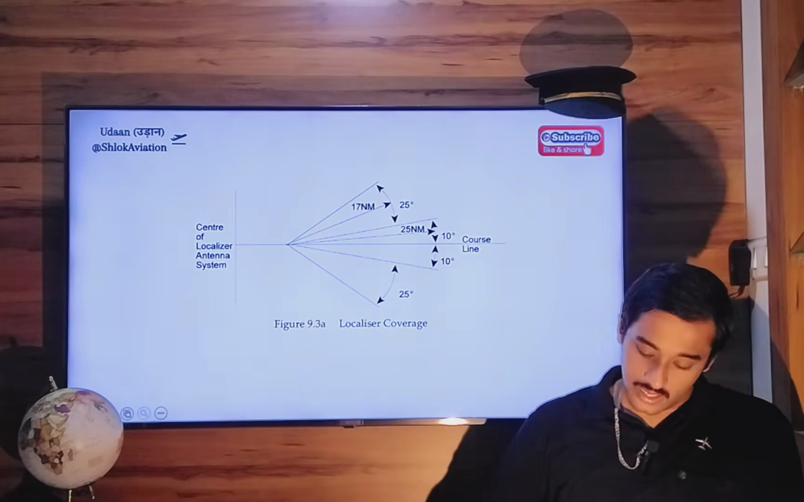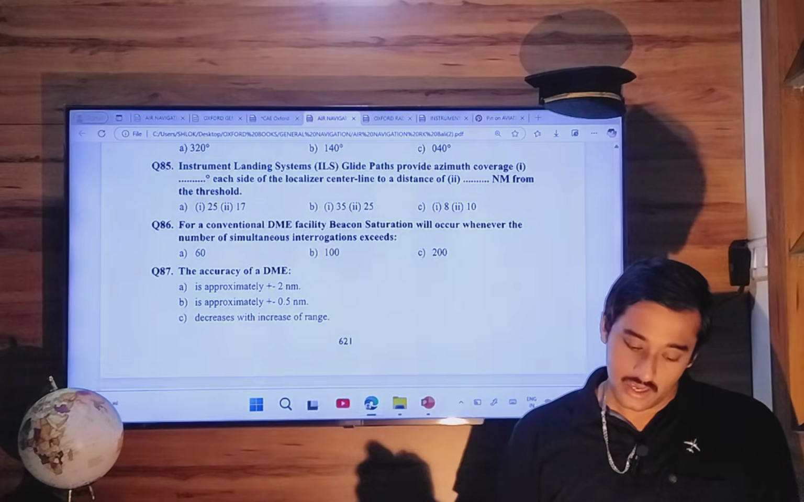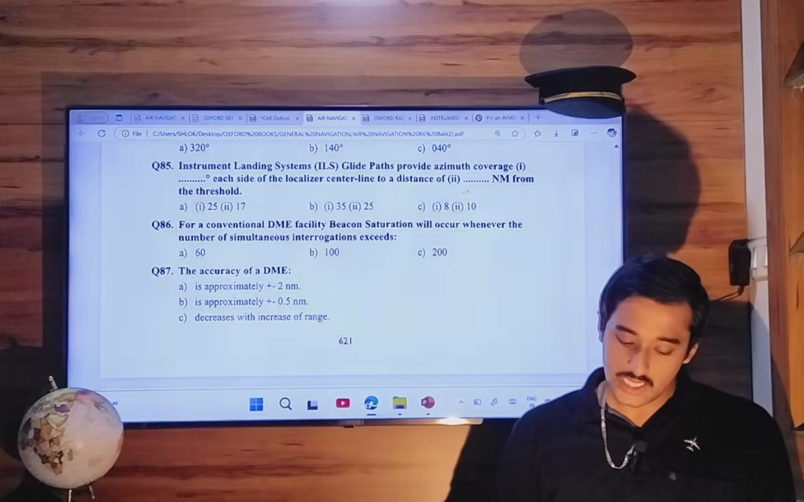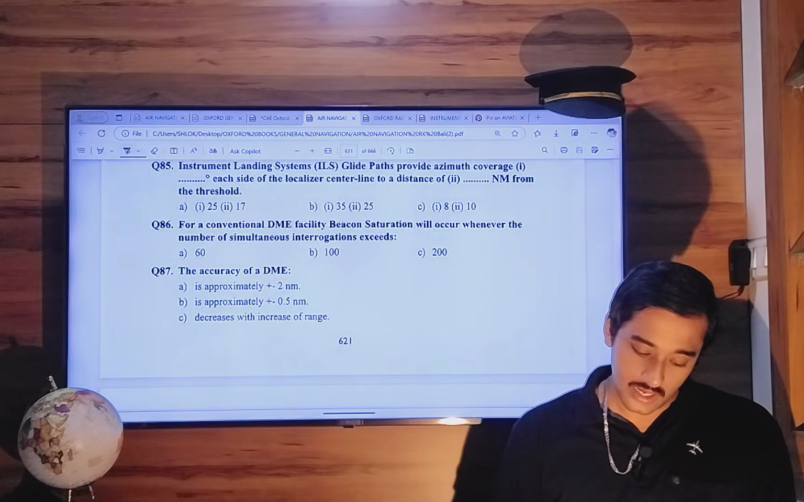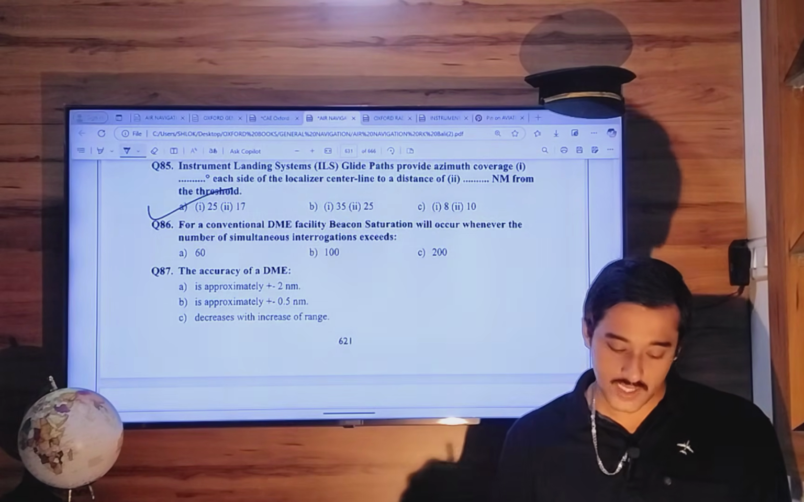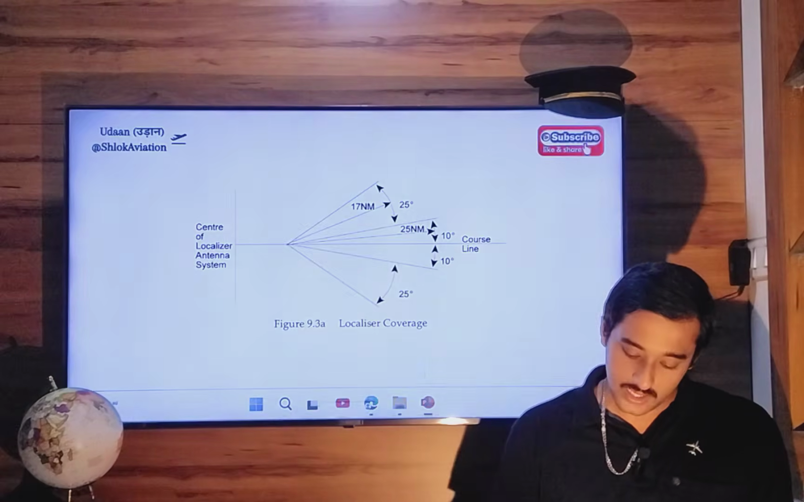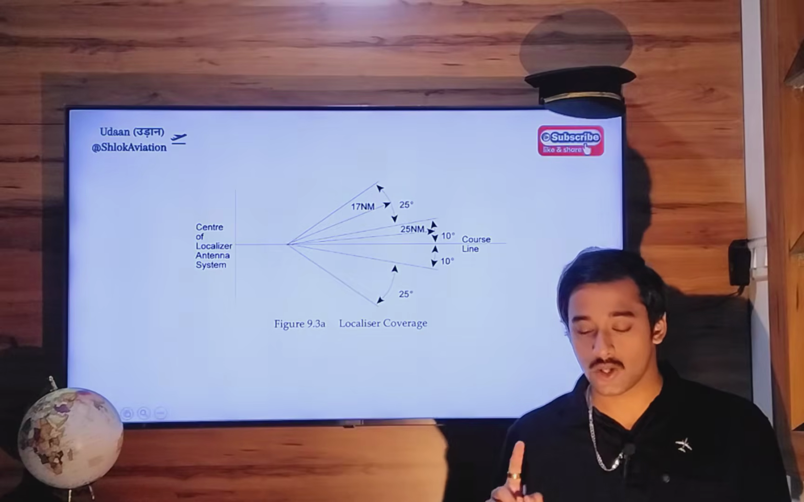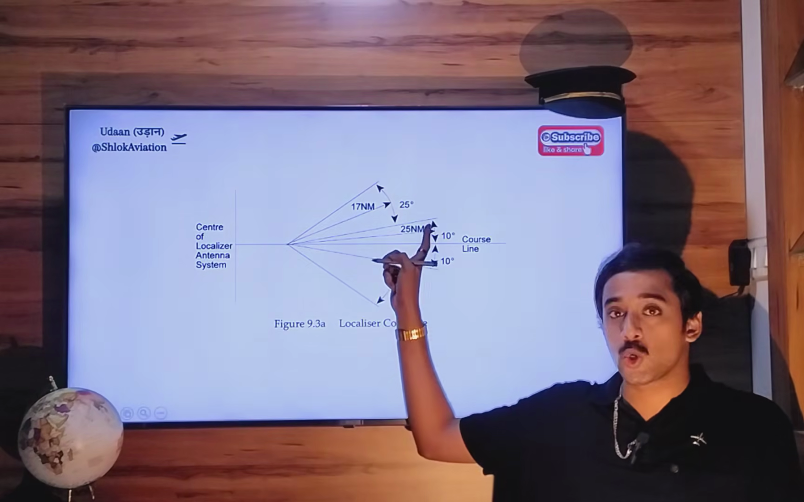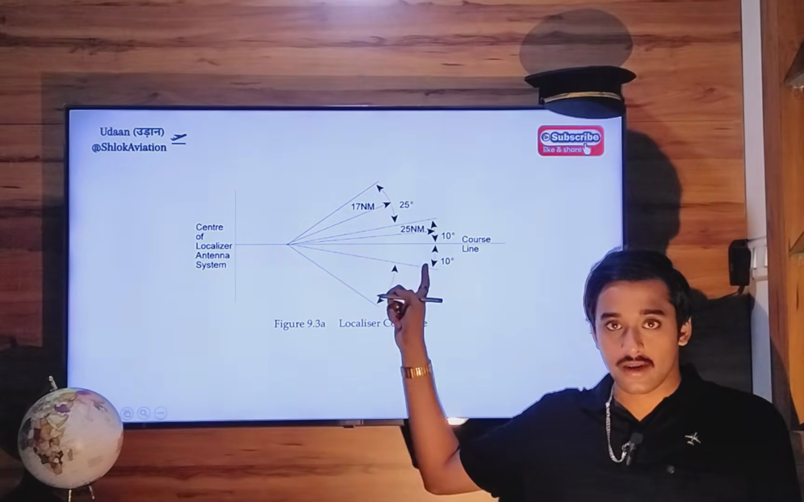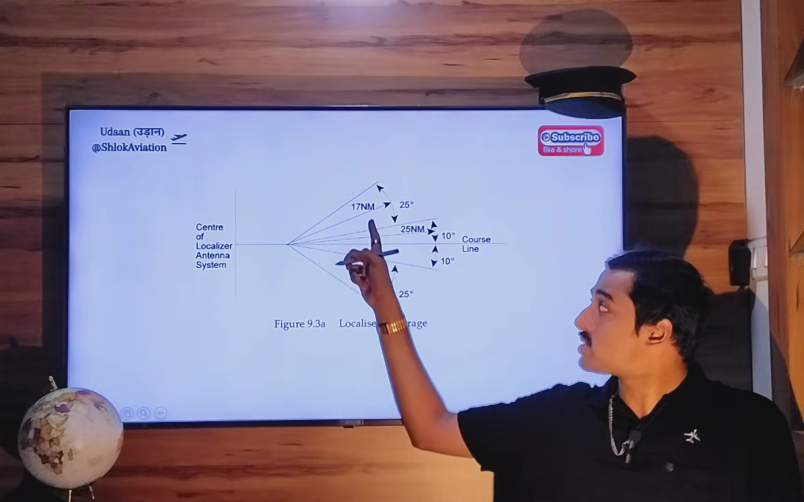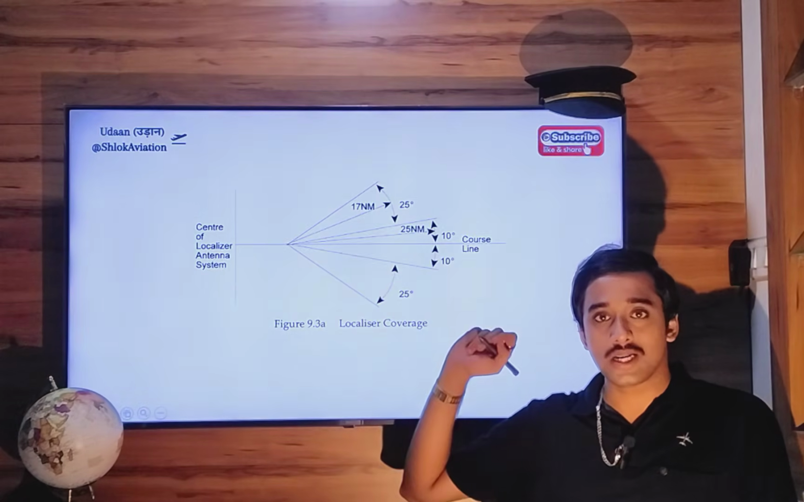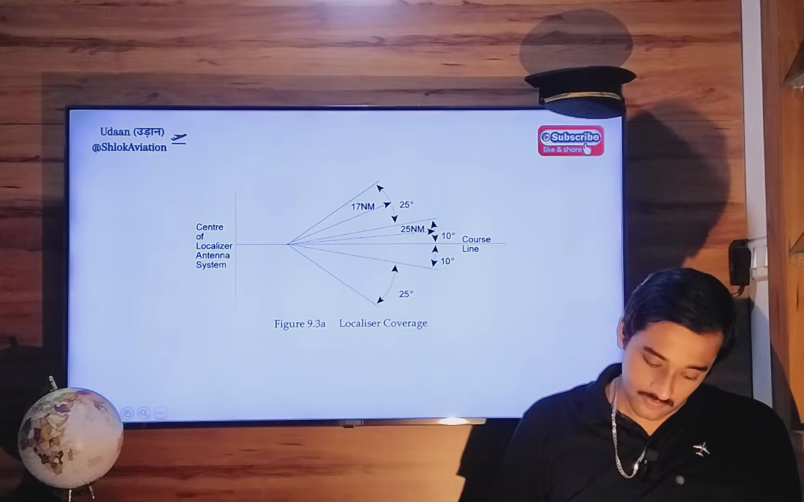Right. So the correct answer here will be option A. 25 degrees each side of the localizer center line up to a distance of 17 nautical miles. So if the question has the option that 10 degrees either side up to 25 miles, select that. If this is not there, then the options will have these values: 25 degrees either side up to a distance of 17 miles.